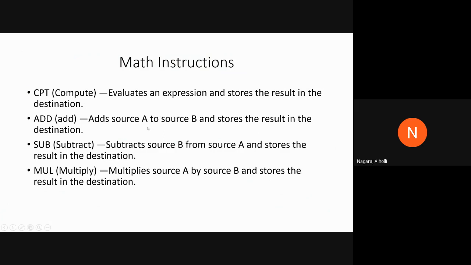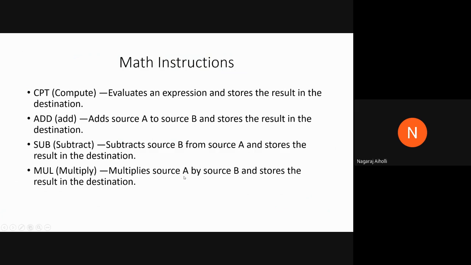Suppose say value in A is 20, value in B is 30, then it will add 20 plus 30, that is 50, and the result will be stored in the destination register. Similarly, with the subtract instruction SUB, it subtracts the value in source register B from the source register A and stores the result in the destination. Then coming to the multiply instruction, it multiplies the value in A with the value in B and the answer will be stored in the destination register, in some other register.